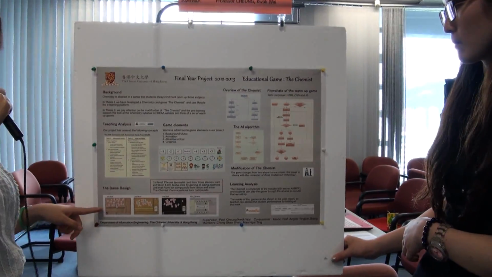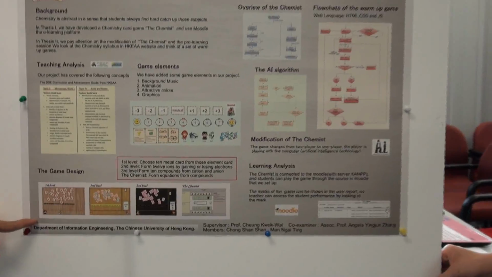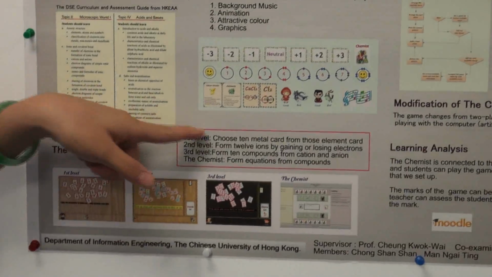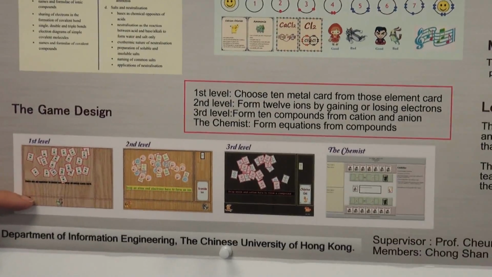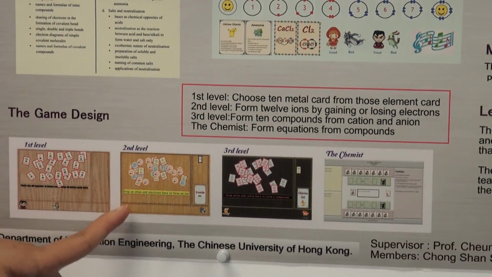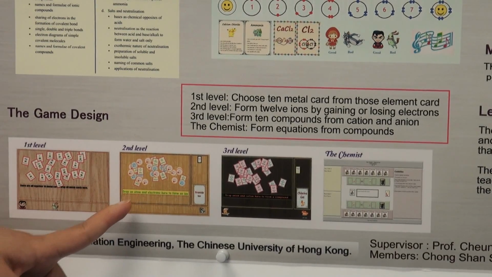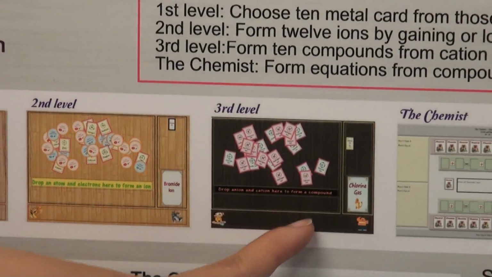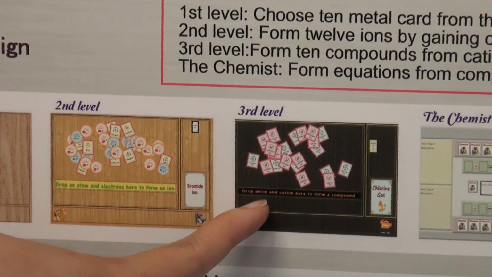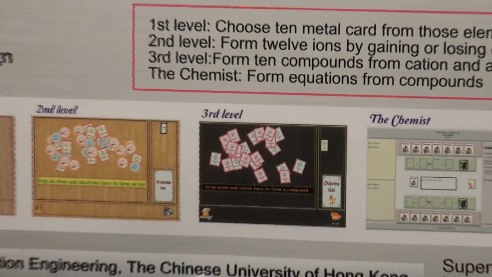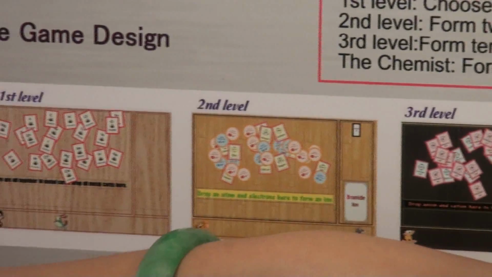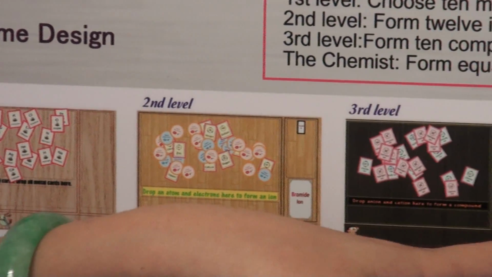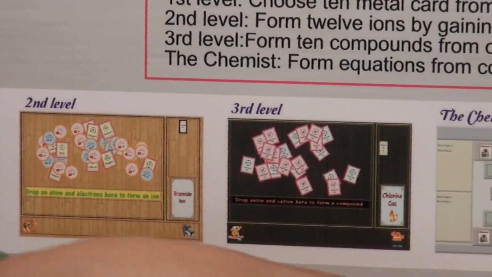You can see here, there are altogether 3 levels. It is a drag-and-drop game. In the first level, students need to choose 10 metal cards here, and in the second level, students need to form an ion by dropping an atom and electron here. And in the third level, students need to form a compound by dropping an anion and cation. When the 3 levels are finished, they will enter the final competition session, which is a competition with AI. And my partner will talk about the AI later. Let me show the full chart of the drag-and-drop game.